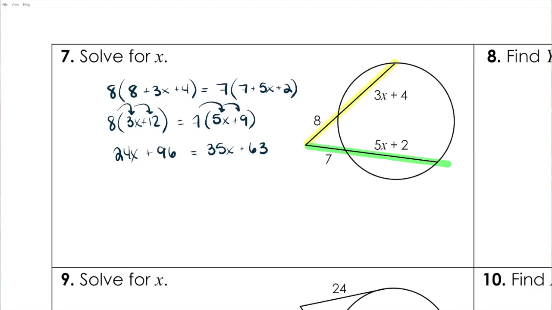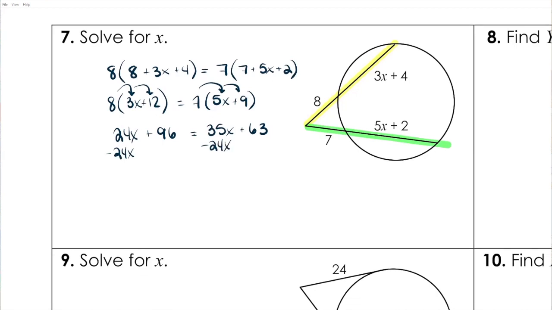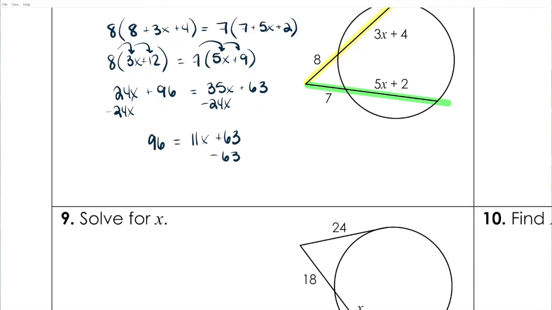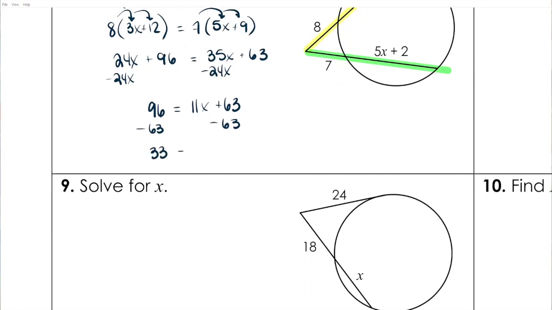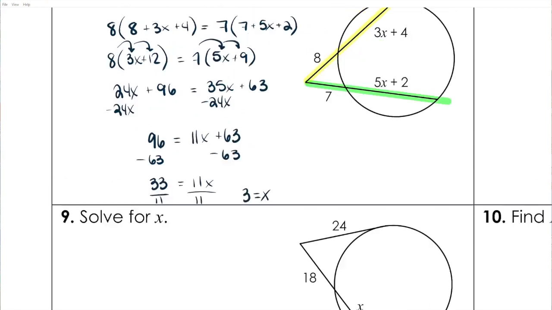Variable on both sides, so we move our variable first. 24x, 24x. 96 is 11x plus 63. Subtract 63 from both sides. 33 is 11x. And then divide by the coefficient. We know x is 3.